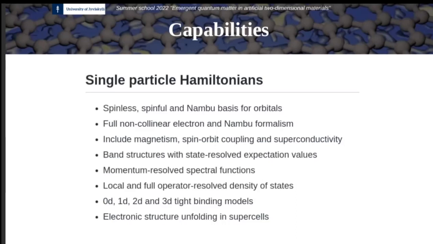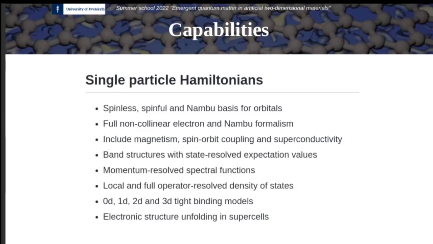So in particular, for single particle Hamiltonians, you can have both spinless and spinful systems with Nambu spinors. You can have both collinear and non-collinear formalism for mean field calculations, including superconductivity, and you can put any kind of constraint on the mean field. So you may want to do a mean field calculation in which you constrain the magnetism to be collinear and to have charge density wave and superconductivity, or you may want to quench the charge density wave and only allow for magnetism.